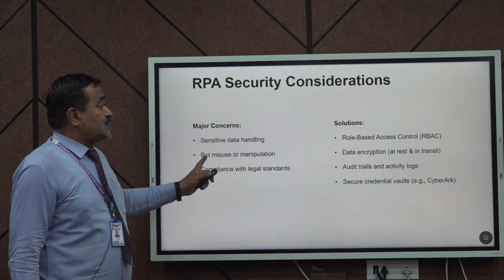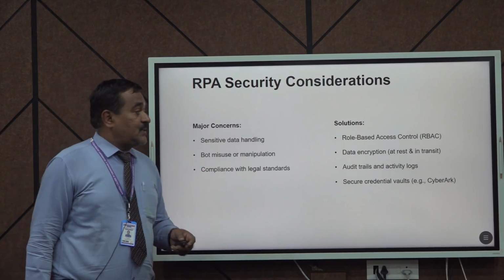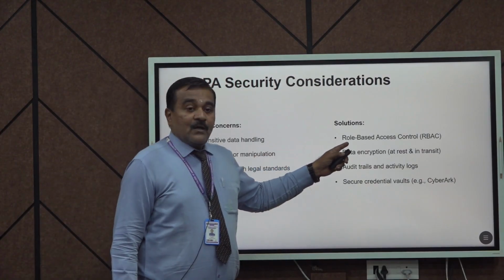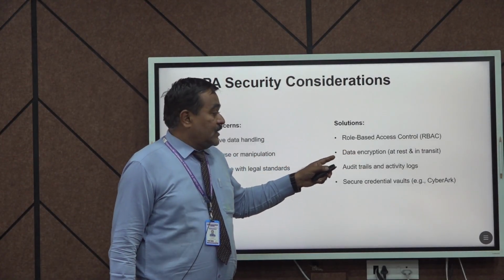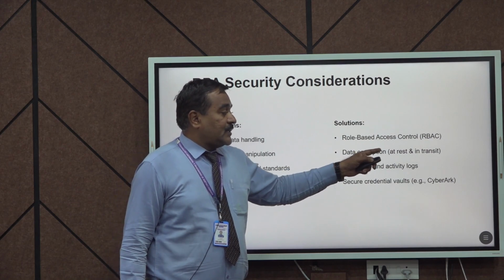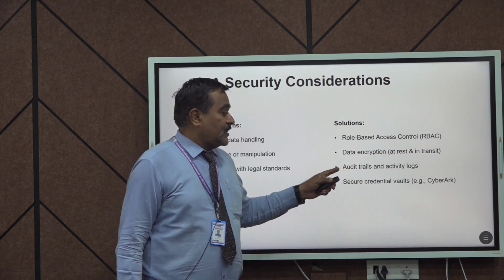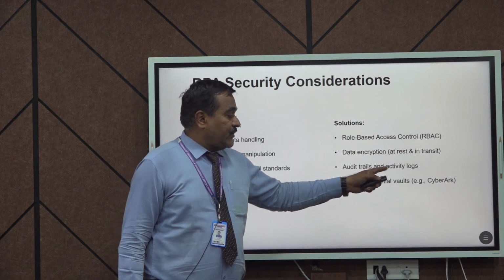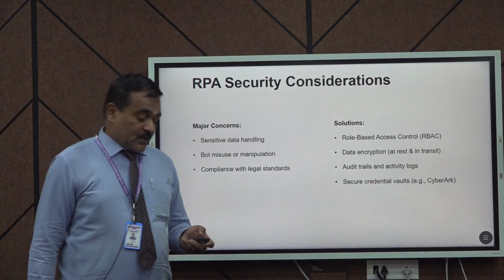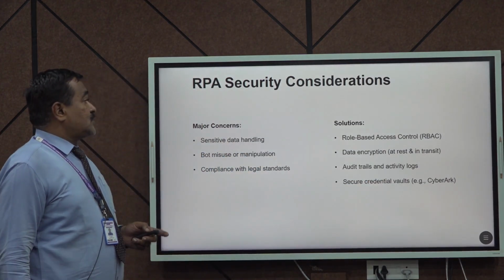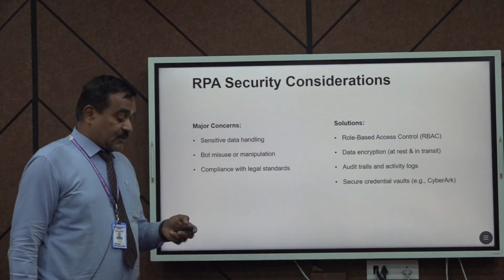So in this connection, for RPA security consideration, there are different approaches. One is role-based access control, called RBAC, and data encryption at rest and in transit, and audit trails and activity logs, and secure credential vaults, for example CyberArk. These are the major solutions to develop the RPA security consideration.